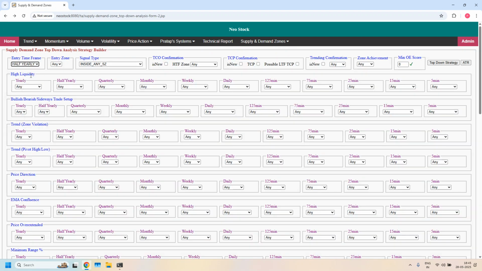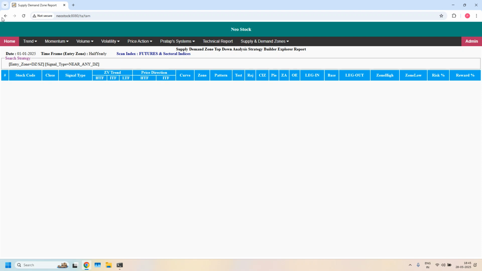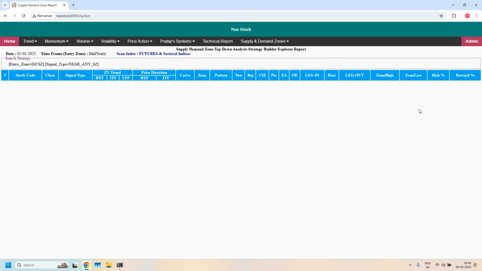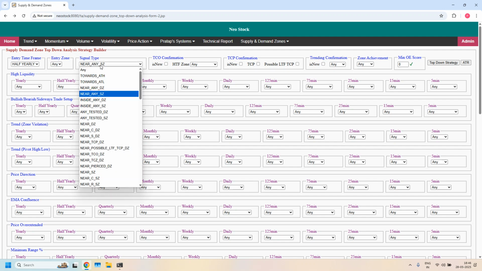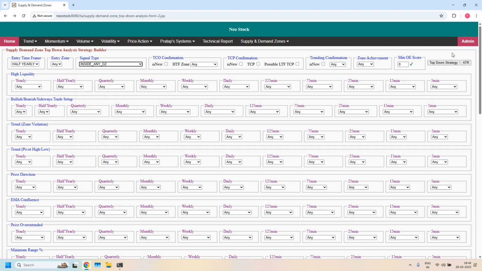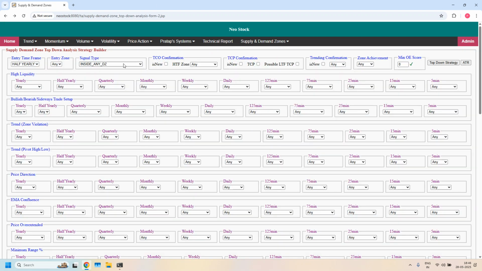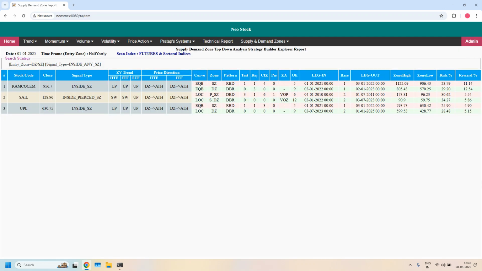Next time frame half yearly. Stocks near half yearly demand zone, no stocks. Near half yearly supply zone, also no stocks. Price closed inside the half yearly demand zone. We got 2 stocks. Next, price closed inside the half yearly supply zone. We got 3 stocks.